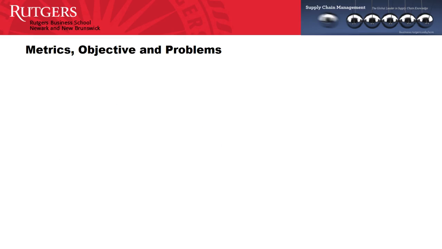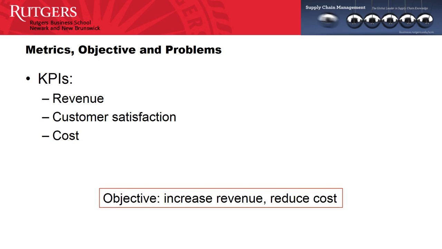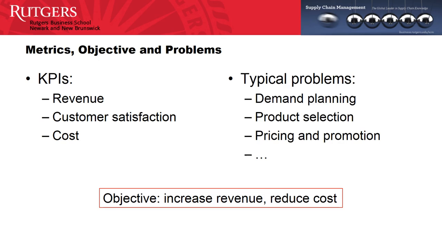Let's first define the metrics and objectives for selling operations, then we'll talk about some typical problems. The key performance indicators for selling include revenue, customer satisfaction, and cost. The objective is to increase revenue and reduce cost. Typical problems include demand planning, product selection, pricing and promotion, and so on.